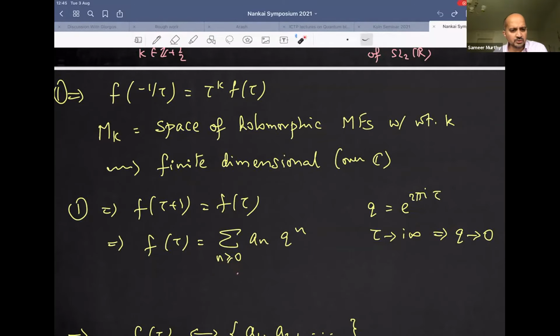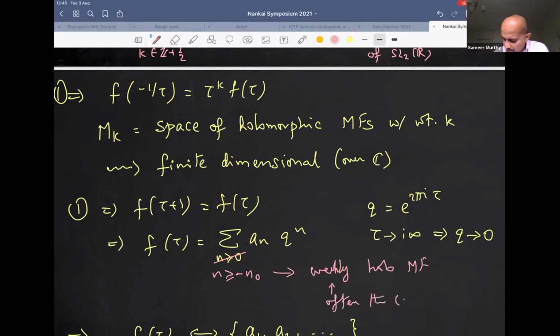But because you want f to be holomorphic, notice that tau going to i infinity means q goes to 0. If you want it to be holomorphic everywhere, at q equals 0 as well, then n should be greater than or equal to 0. In fact, in physics, we want to slightly weaken this condition. What we'll do is allow for a small exponential growth, where n_0 is some fixed number. So this is called weakly holomorphic modular forms, and this is often the case in physics.